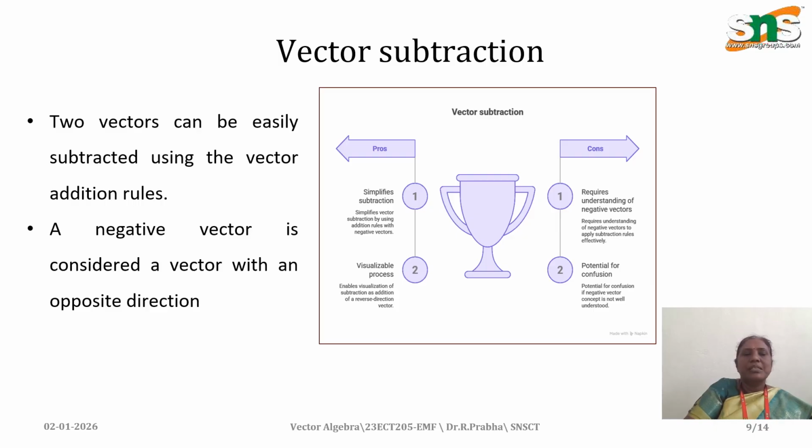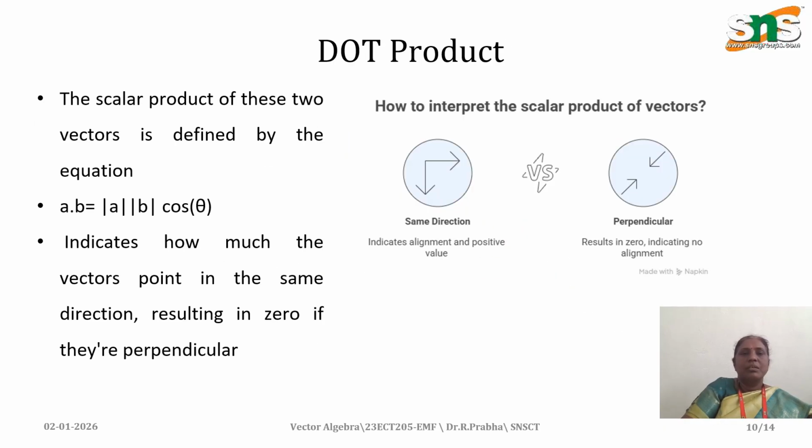And now vector subtraction. Two vectors can be easily subtracted using vector addition rules. Here a negative vector is considered as a vector with the opposite direction. So now the multiplication part.